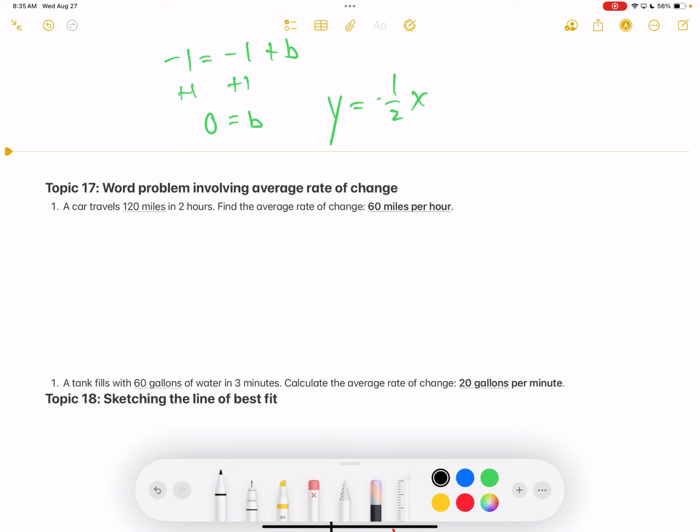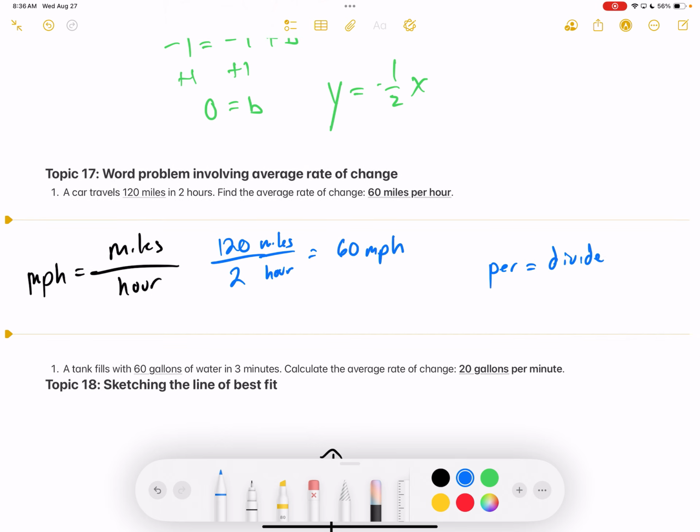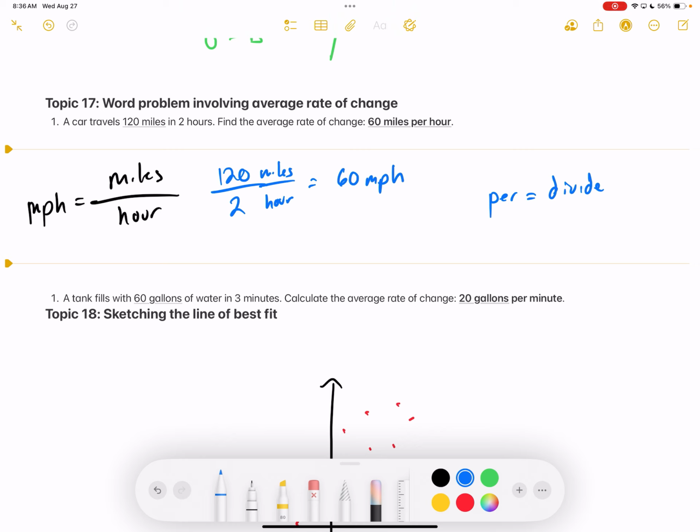One thing to note here is average rate of change when you're talking about miles per hour, like the word per means divide. So really what you're doing is miles per hour is the same thing as miles over hours. So that's the easy way to think about this one. I'm doing 120 miles over 2 hours. This is the same thing as 60 miles per hour. The word per means to divide. So like the next one, I won't do it because it's pretty easy, but gallons per minute, like you're doing gallons over minutes.